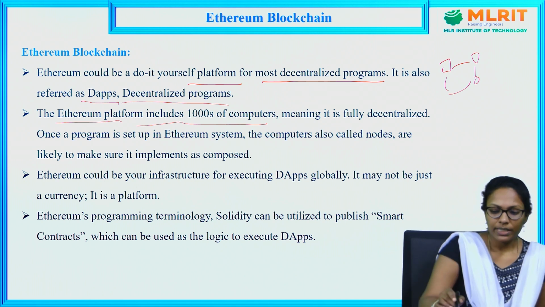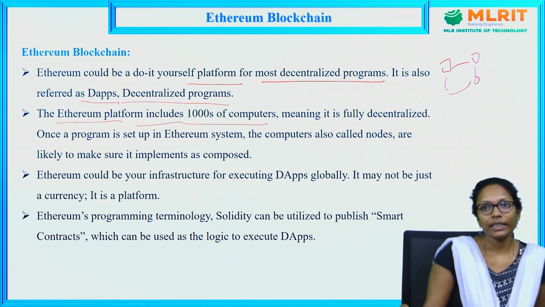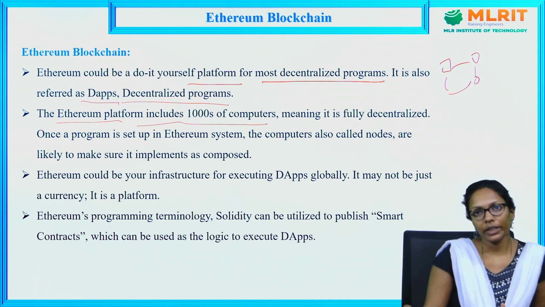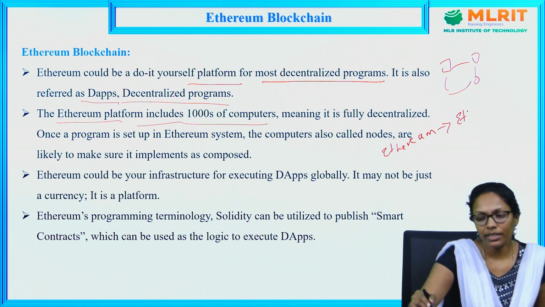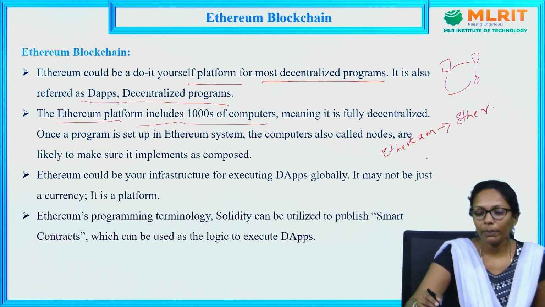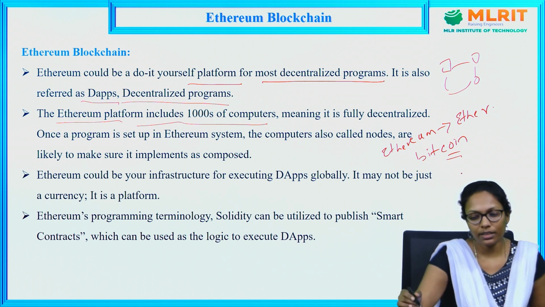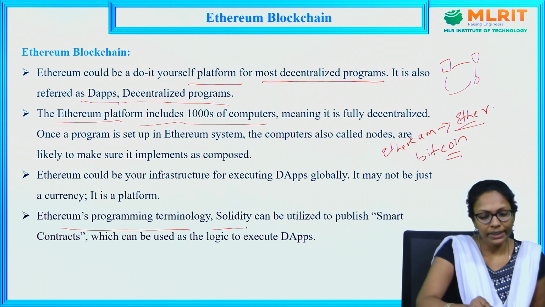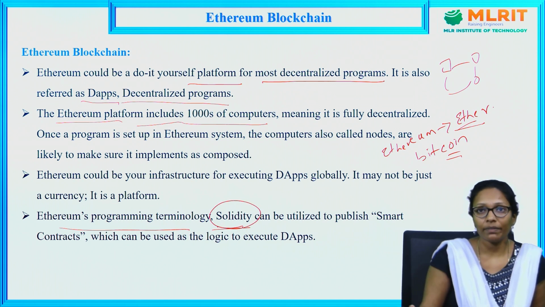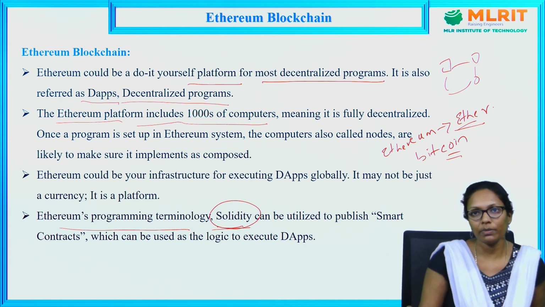Basically, we also have an Ethereum currency. Just like Bitcoin currency, we also have Ethereum currency, which is referred to as Ether. So in the Ethereum blockchain, you are using a cryptocurrency called Ether. The same way in Bitcoin blockchain, you are using Bitcoin cryptocurrency. In Ethereum programming terminology, there is Solidity. Solidity is the programming language which we use to write programs in Ethereum.